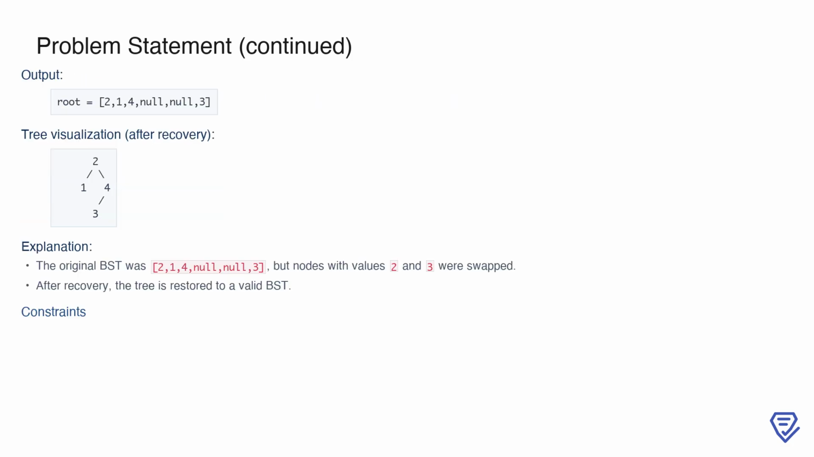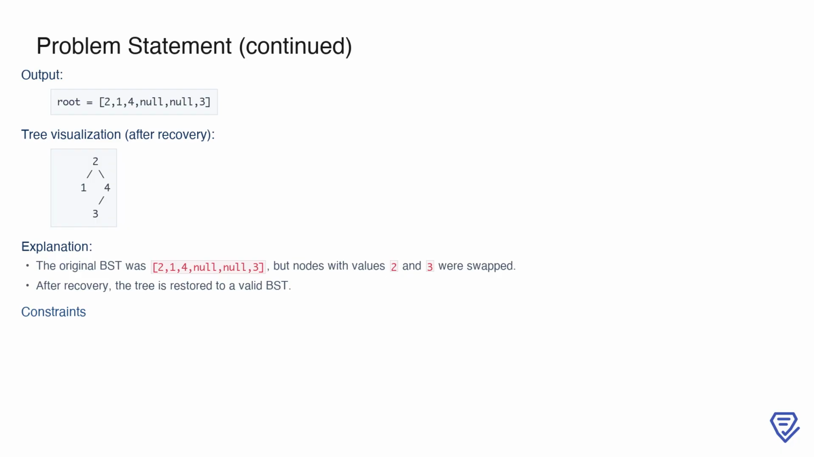After recovery, the corrected tree has the root value 2, with 1 as its left child and 4 as its right child. The left child of 4 is now 3. Notice that every subtree now satisfies the BST property. All nodes in the left subtree of 2 are smaller, and all nodes in the right subtree are larger. The misplaced nodes in this case were 2 and 3, and swapping them restored the tree.